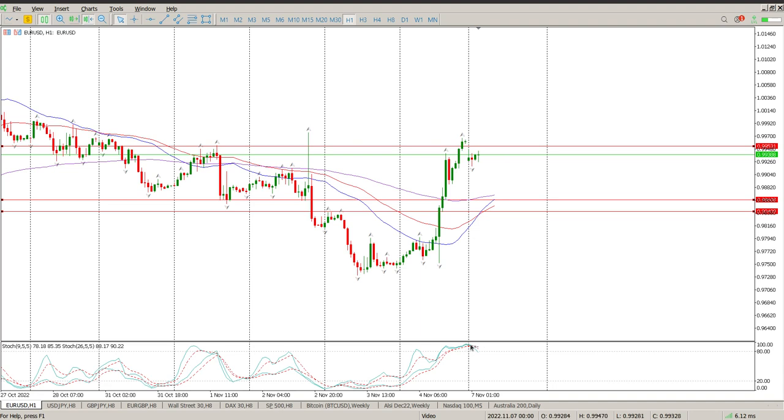Wouldn't want to be buying at the moment with the oscillators grouped like that, so I want to see oscillators ease off before we start looking for an opportunity there, but it is looking pretty interesting.